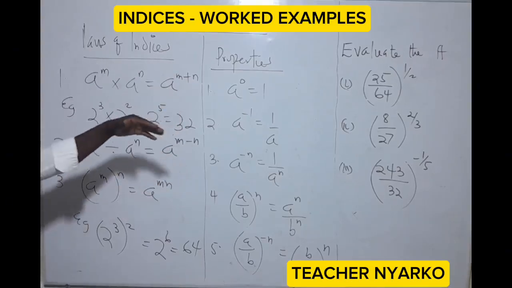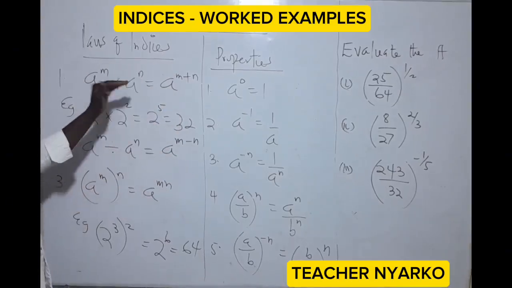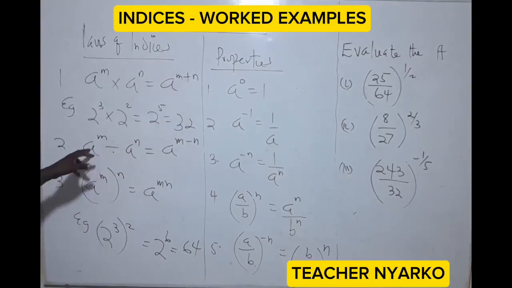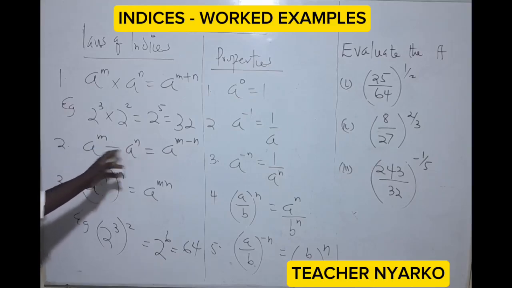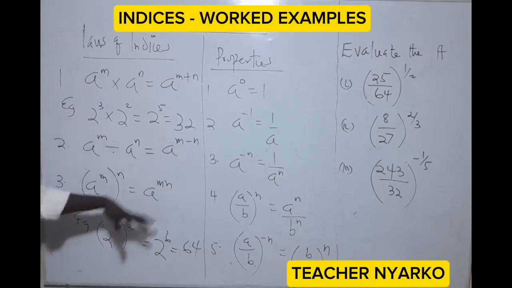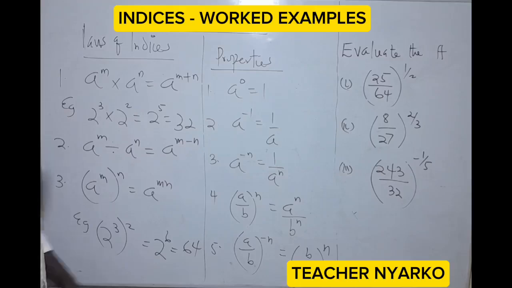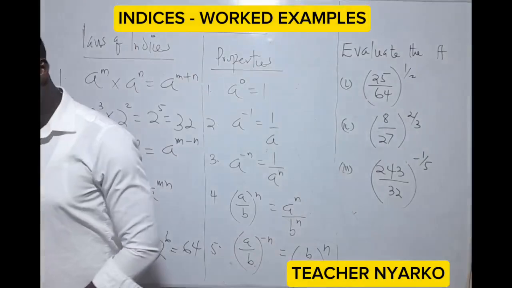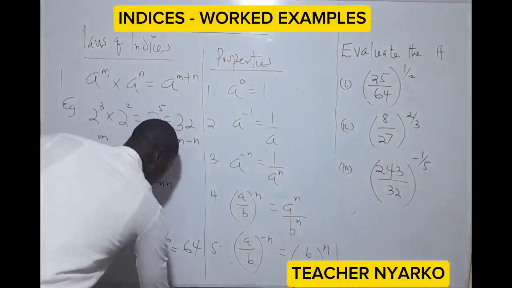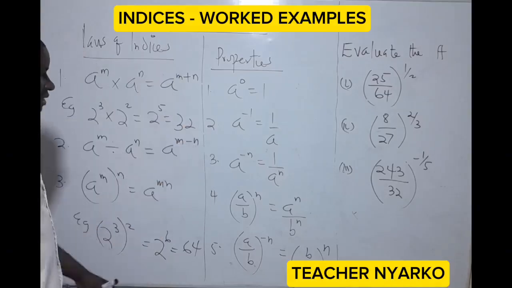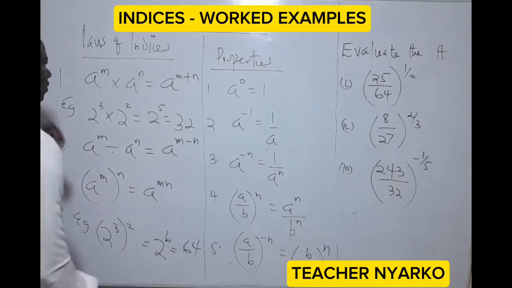So the laws of indices: when numbers or variables of the same base are multiplying, you keep one of the base constants and add the exponents together. With the second law, when two numbers or variables of the same base are dividing, you keep one of the base constants, then you subtract the exponents. These are the laws and the properties of indices that we have. So we are going to use this idea to solve this problem that we were given. And at the end of the day, you will understand what we are talking about. So these are the laws, these are the properties, and as we solve questions, you will understand this better, okay?